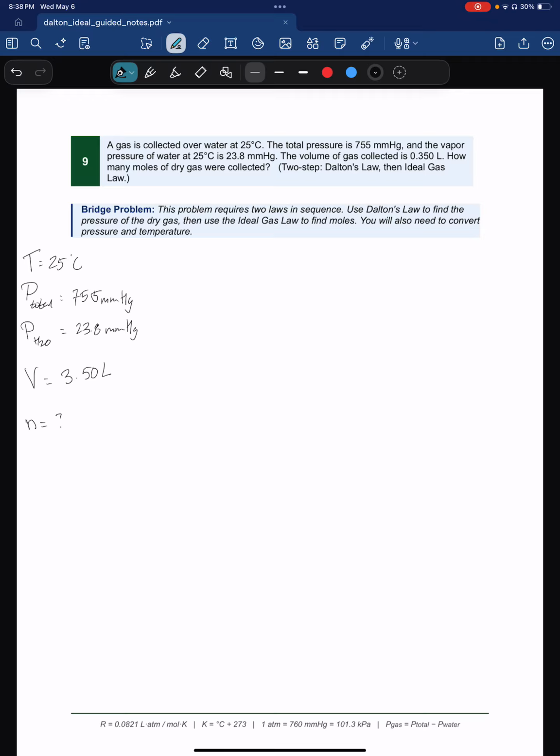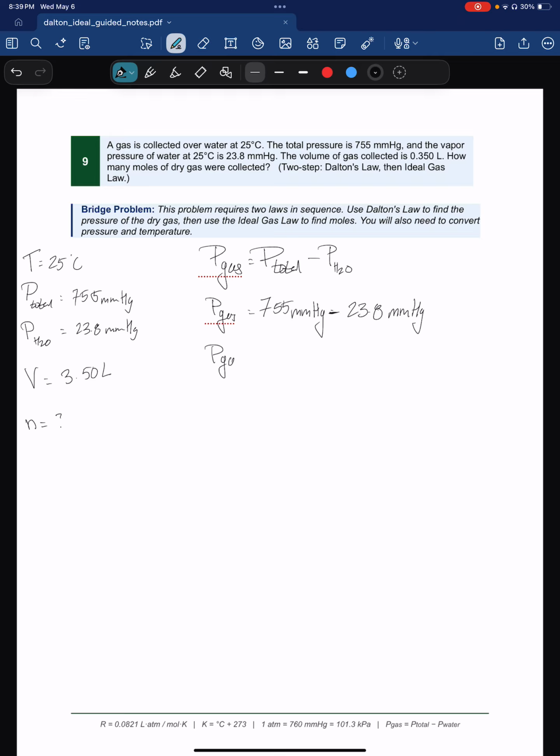All right, so the first thing that we have to do is get the pressure of the gas all by itself, and that's pretty easy. The pressure of the gas is just the total pressure minus the vapor pressure of water. So let's start with that. We were told that the total pressure is 755 millimeters of mercury, minus the vapor pressure of water, which is 23.8 millimeters of mercury.